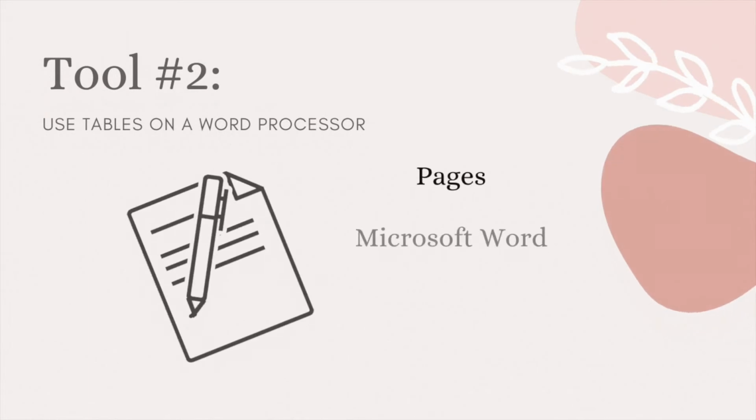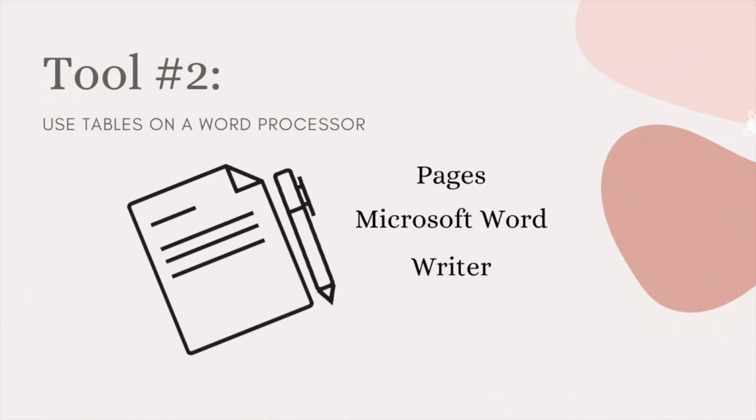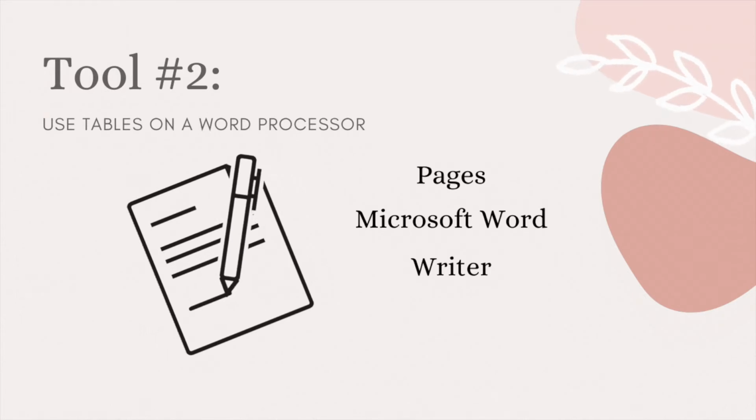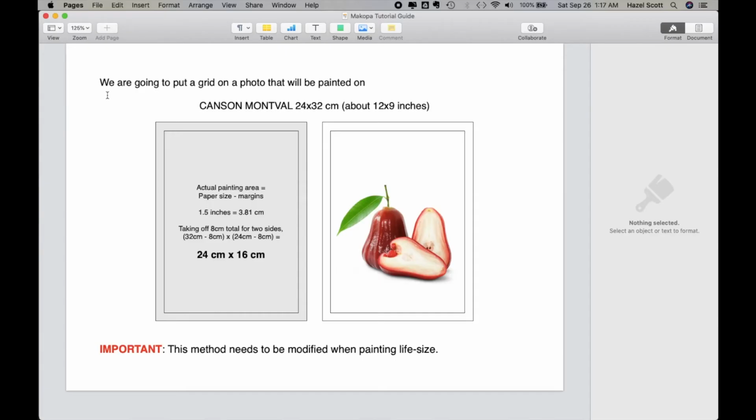The second digital tool that we will be looking at is a word processor. This is my preferred method because it saves me from having to manually draw any grid. I am absolutely sure with this method that my measurements are correct and my lines are straight. I will be showing you how to do this on Pages because that's what I have, but I think you should be able to adapt the steps or modify it slightly on other applications like Microsoft Word or OpenOffice Writer.